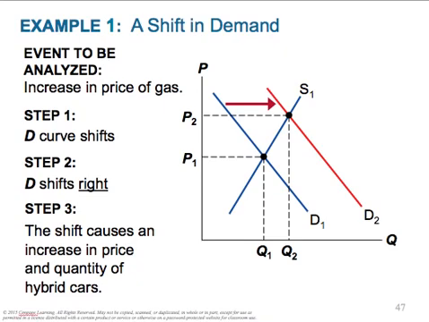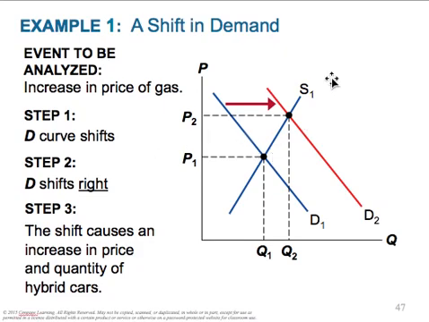So it's kind of a substitute. The hybrid is a substitute for gas guzzlers. So the demand's going to shift to the right. We move from D1 to D2, the red demand curve. Well, what does this do? This shift causes an increase in the price and quantity of hybrid cars.